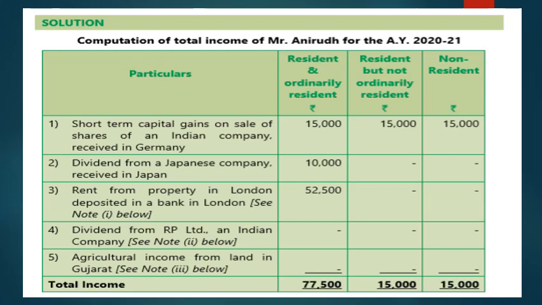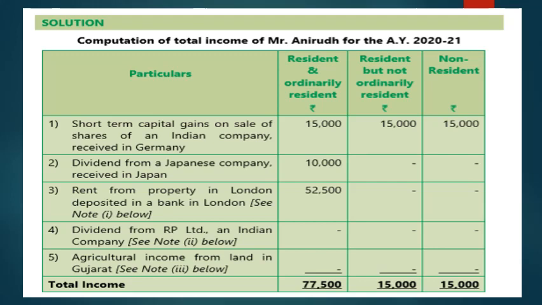Dividend from RP Limited, an Indian company. It is not taxable for any assessee because dividend is not taxable. Dividend from an Indian company is not taxable in India because it is subject to dividend distribution tax at source.